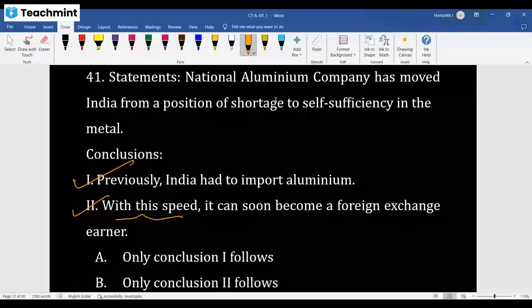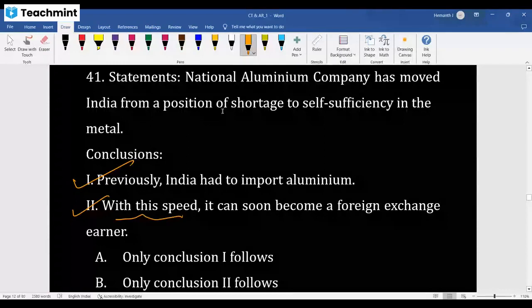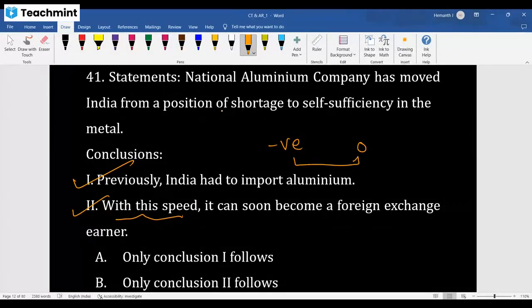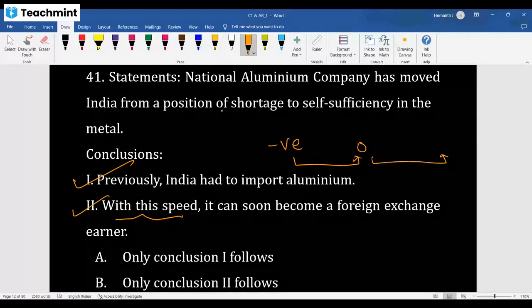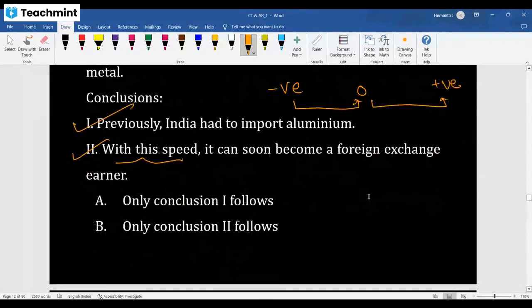Yes. National Aluminum Company has moved India from a position of shortage to self-sufficiency. Means if you are at negative, you went to zero. You were at a negative position, you went to zero, which means it's sufficient for us. If you maintain the same speed, you may go positive, meaning you are going to export as well. With the same speed, we'll export. We'll earn foreign exchange. Export, we will get foreign money.